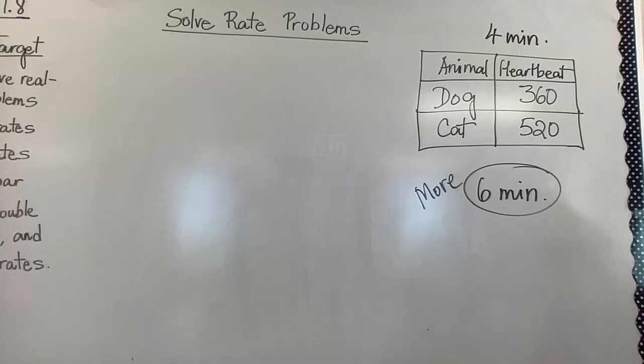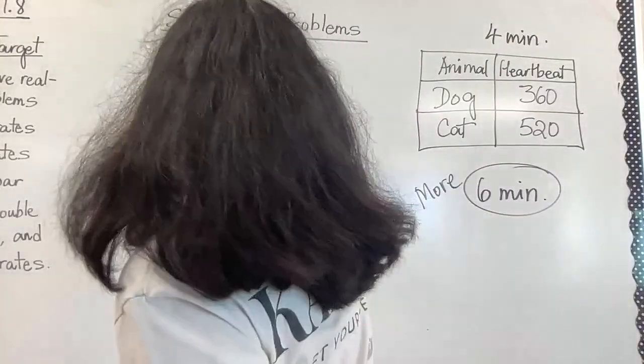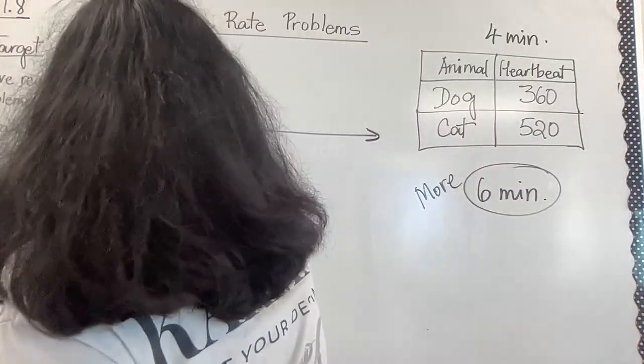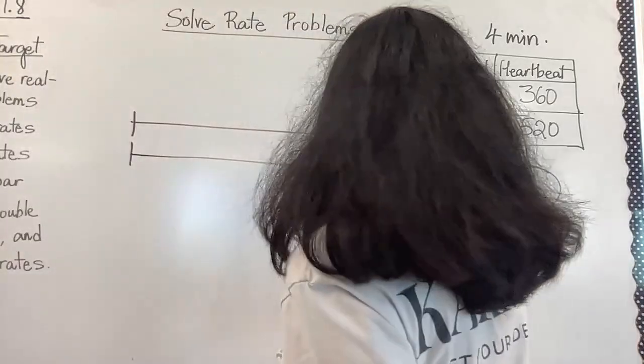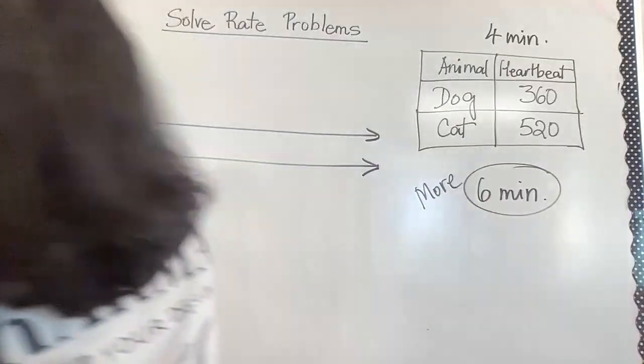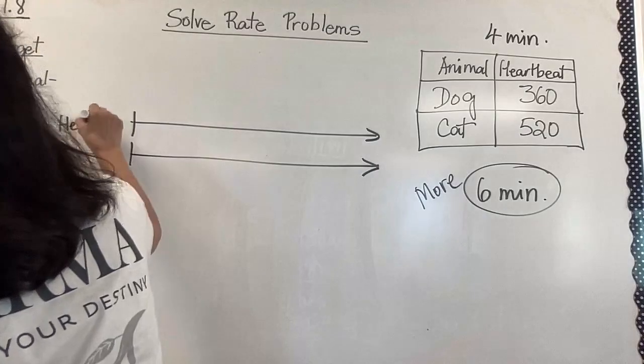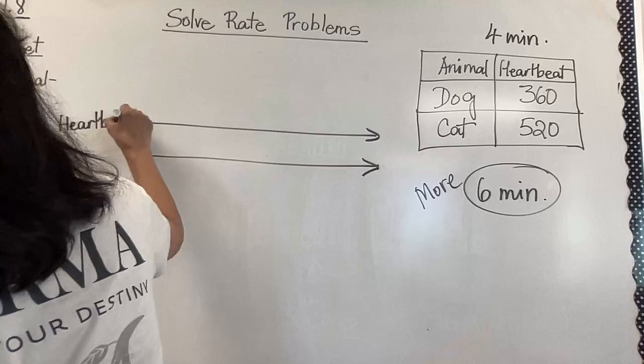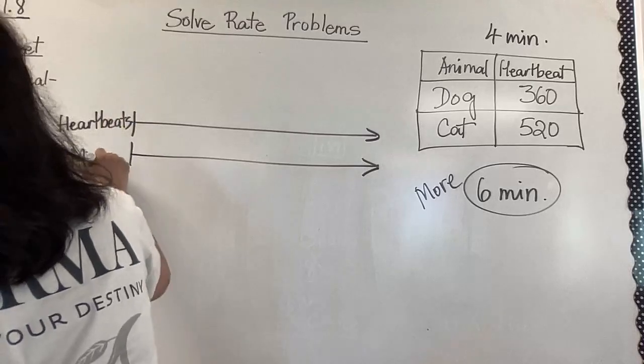So to construct a double number line for 4 minutes, we are going to have heartbeats and we are going to have minutes. Okay, so in 4 minutes, the cat's heart beats how much? First let me make this double number line. This is one and this is the other one. And this is heartbeats per minute.